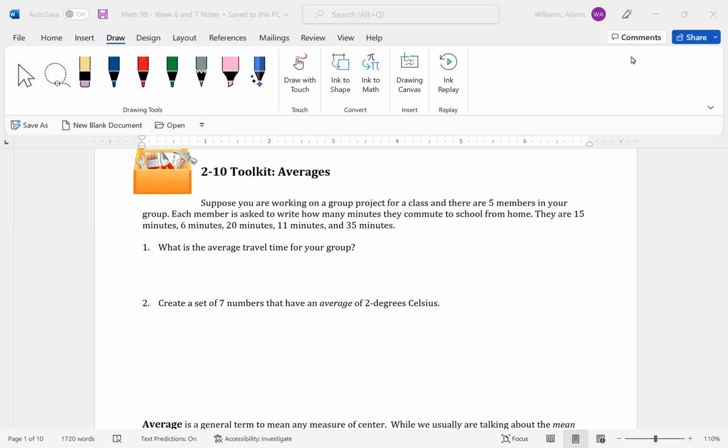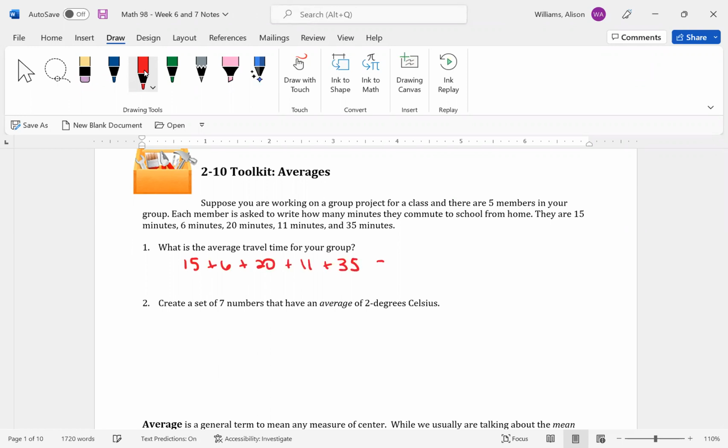Now, most people would start by adding up the 15, the 6, the 20, and the 35. I'm sorry, and I forgot the 11. So let's add those numbers up. I grab my calculator. You should grab yours too. And I got 87. And then most people would take 87 and divide that number by 5, and get 17.4. And they would go, okay, so the average is 17.4 minutes.